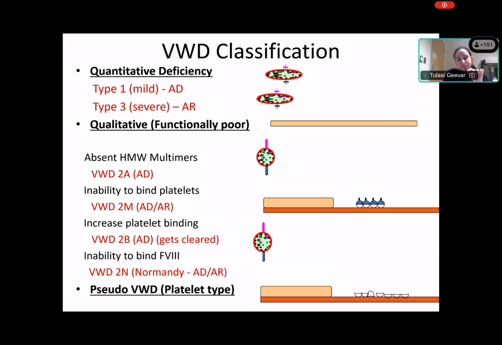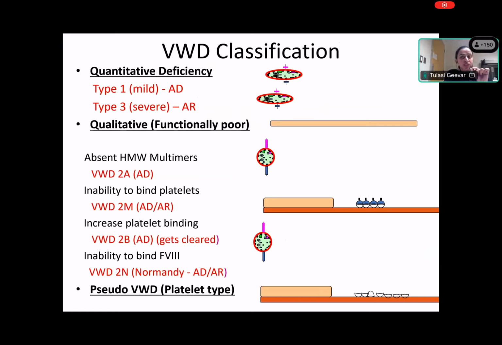The different subtypes here are type 2A, 2M, 2B, and 2N. 2A is when there is loss of the high molecular weight multimers. Now, we saw how important the high molecular weight multimers are for platelet adhesion. So when there is a selective loss of high molecular weight multimers, that is type 2A. In 2M, the multimer pattern is normal, that is you have high molecular weight, intermediate, and low, but the binding of von Willebrand factor to platelets is defective. So that is type 2M.